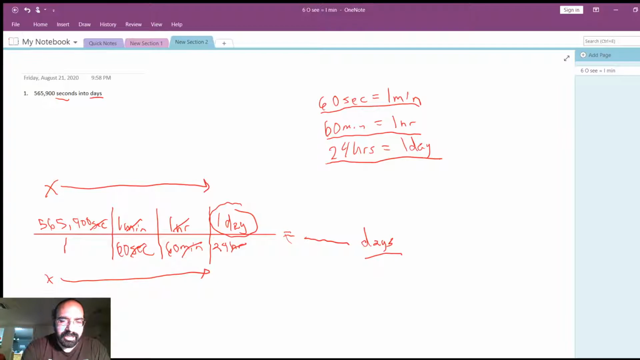So if you want to write it out, you could put 565,900, and really what we're left with is days on top, and we multiply everything on the bottom, which goes into the bottom of our fraction, which is 60 times 60 times 24. And what we do is we divide the bottom from the top, and that will give us our answer.